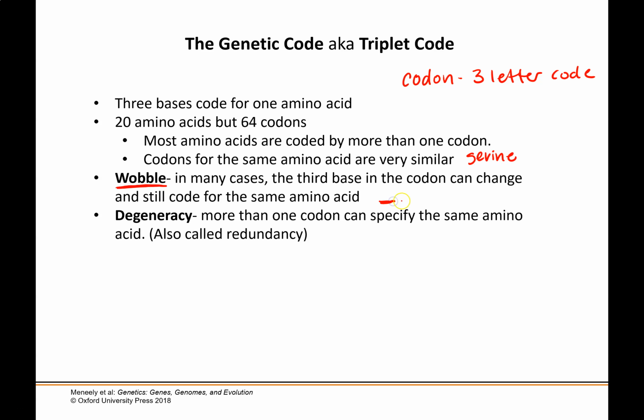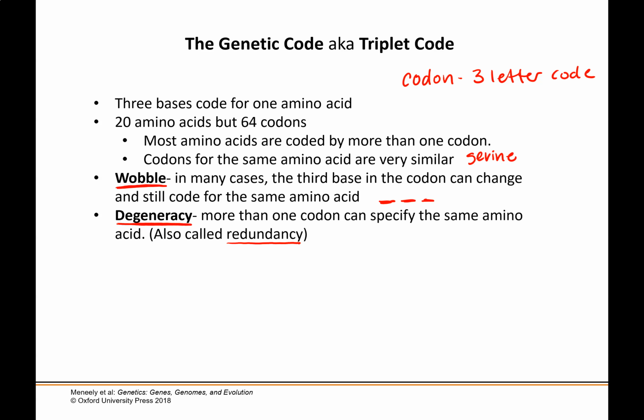So it's really the first 2 bases in that triplet code that are important in determining what amino acid is being coded for. A second characteristic of our genetic code is something called degeneracy. This is what I was talking about just a second ago, where more than one codon specifies the same amino acid. Now, I actually learned this as redundancy, but your book calls it degeneracy. So I try to use degeneracy, but occasionally I'll say redundancy.